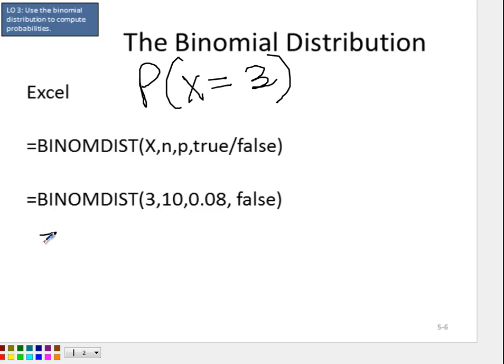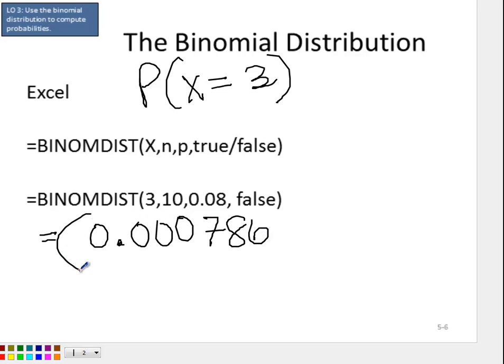And when I calculated this number, I got 0.000786. So the probability that exactly 3 phones are submitted under warranty and must be replaced would be 0.000786.